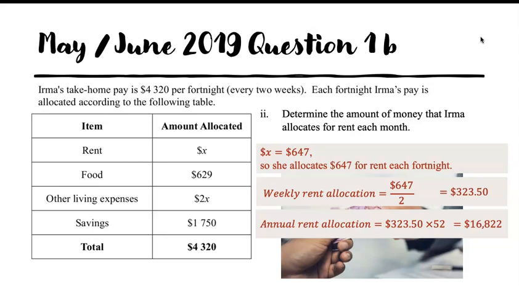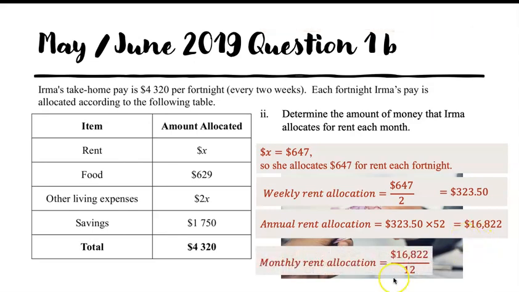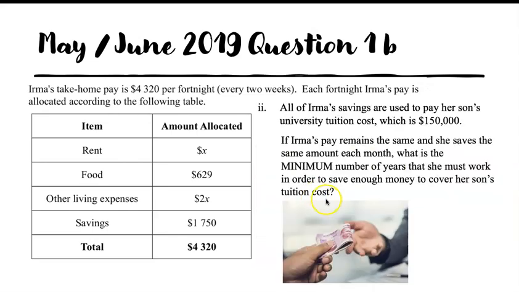$16,822. Now, to find out the monthly allocation, how many months make up a year? 12 months. So we divide that amount by 12, right, to find out the amount. We could also have just multiplied the 646.7 by 26 fortnights, since 26 fortnights make up a year. And you notice, same answer. Alright, so for the monthly, divide by 12, and we get $1,401.83.